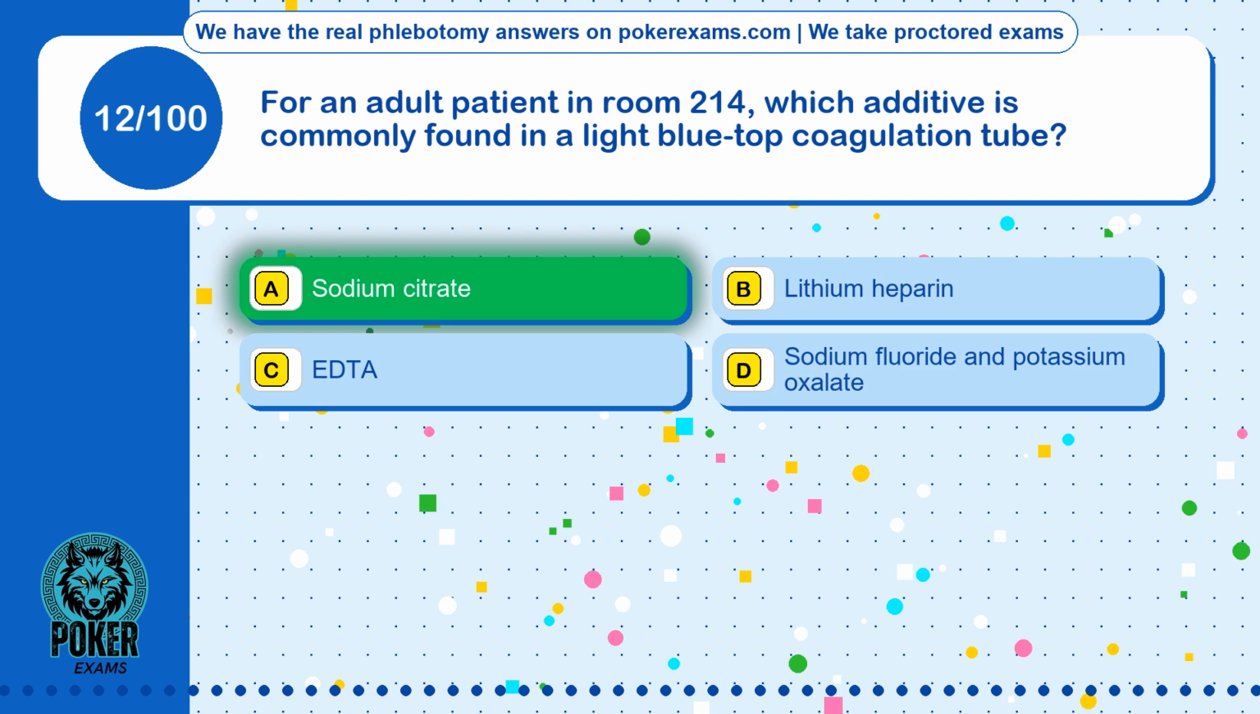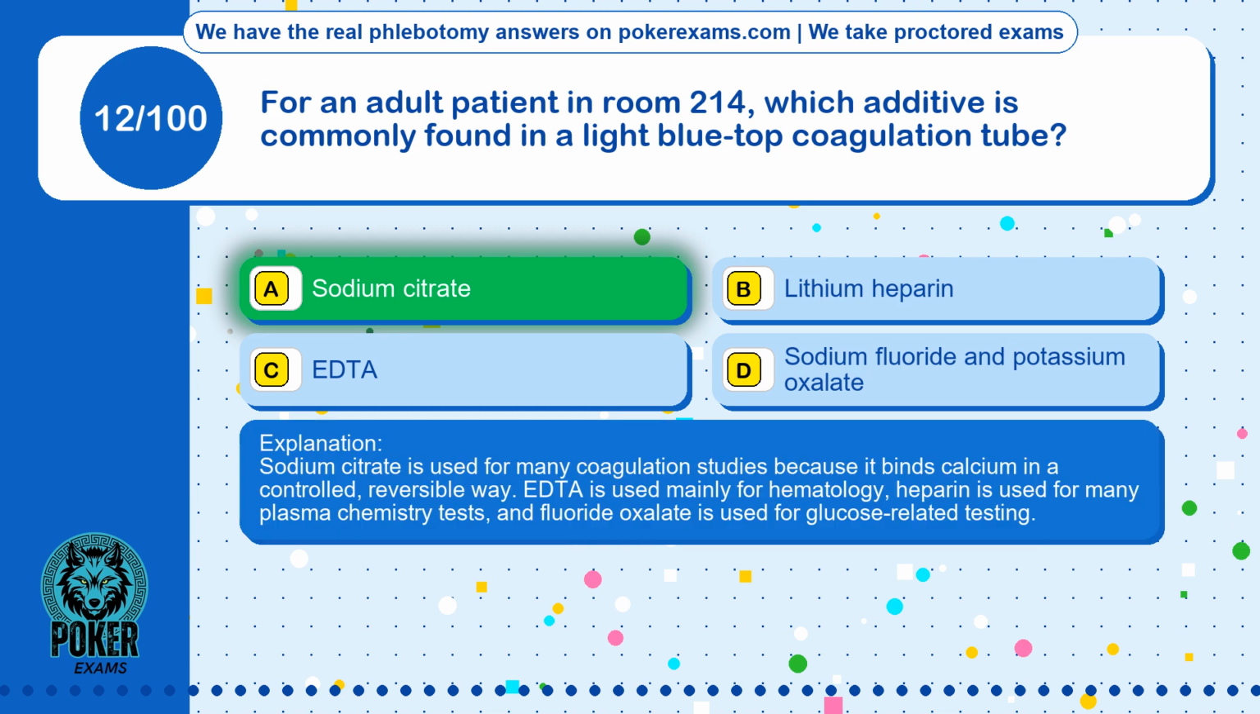The correct answer is option A, sodium citrate. Sodium citrate is used for many coagulation studies because it binds calcium in a controlled, reversible way. EDTA is used mainly for hematology, heparin is used for many plasma chemistry tests, and fluoride oxalate is used for glucose-related testing.